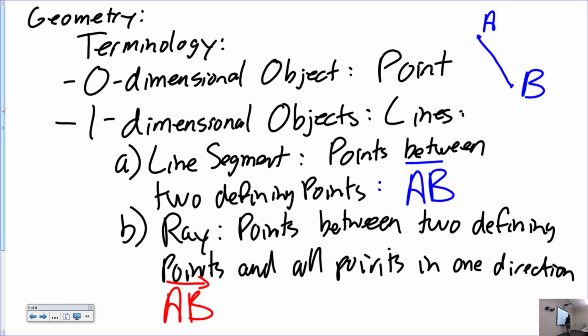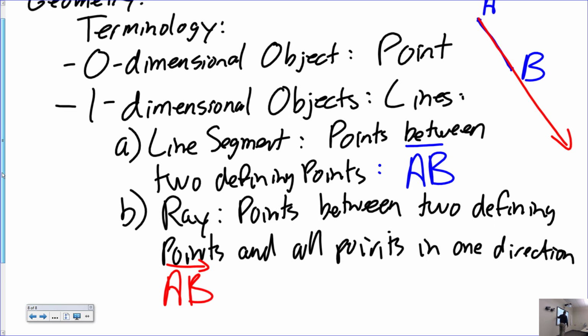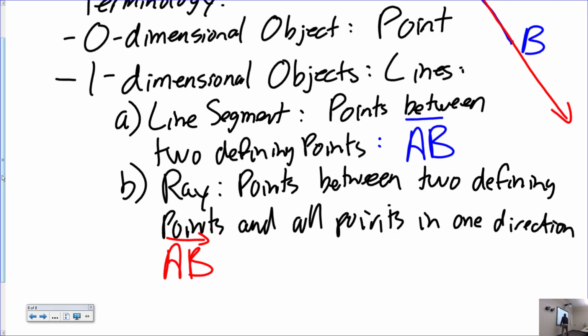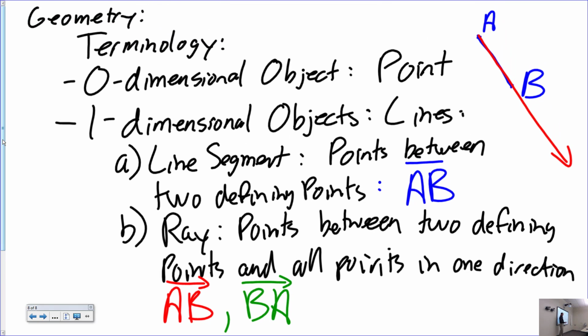So ray AB looks like that, right? Starting at A, going through B, but then going forever, okay? And note that it's slightly different if you change the order of the points, right? BA is a ray as well, but it's a different ray. Because now where am I starting? At point B, going towards A, and going in the other direction, right? So there are some points that are the same in both of the rays, but then there's a lot that are not, okay? So again, just realize the notation. That's more of what I'm trying to get across here.